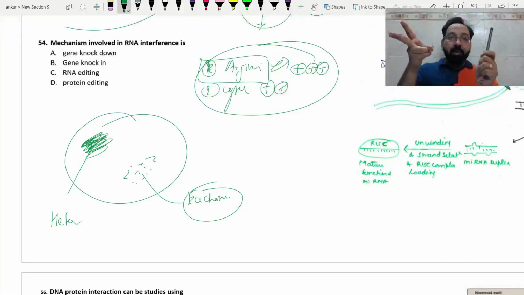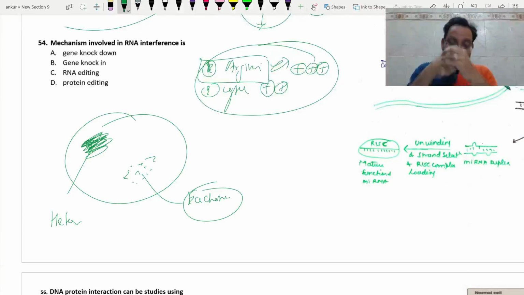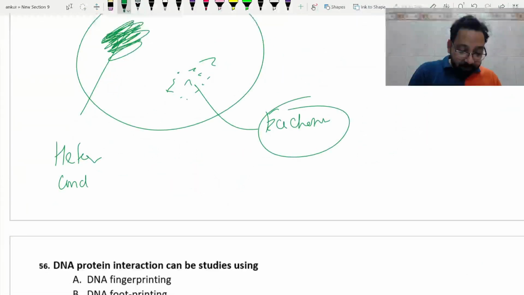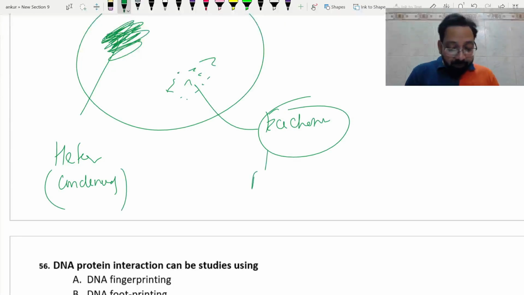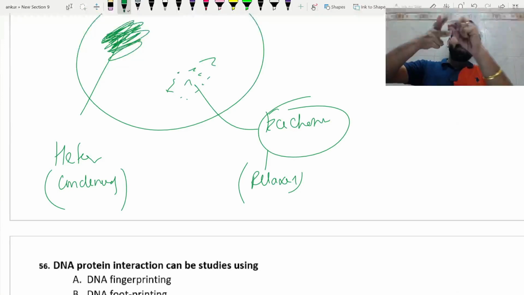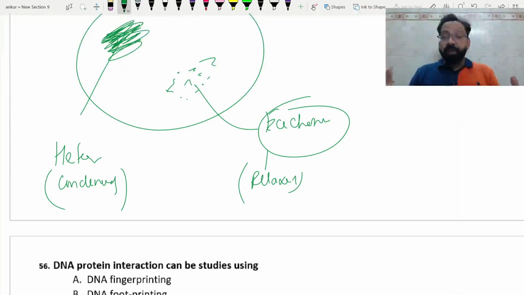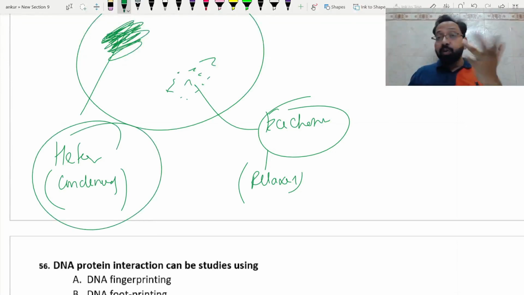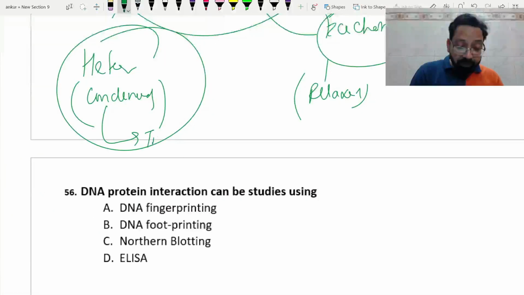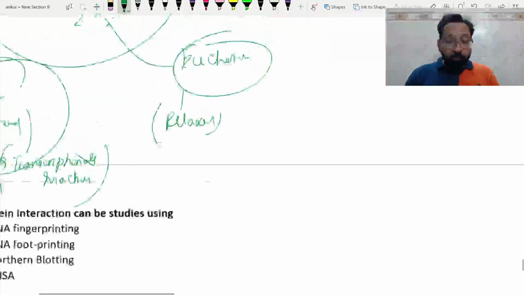Euchromatin is relaxed. Heterochromatin is tightly bound and condensed. If it is relaxed, you can easily separate the strands and synthesize messenger RNA. I told you, in double stranded DNA, two strands separate and one strand acts as template. So if there is no space in condensed form, it can't do transcription. So heterochromatin is transcriptionally inactive, while euchromatin is relaxed.